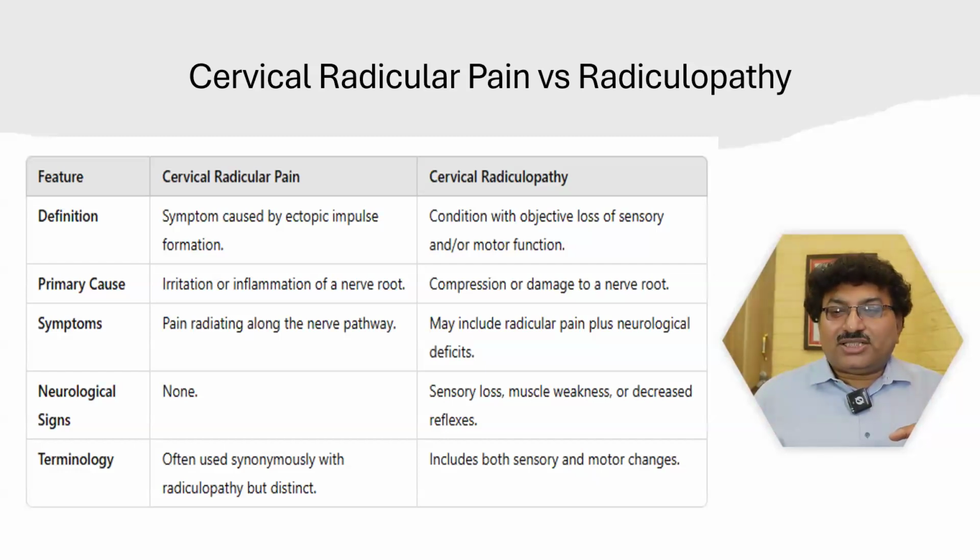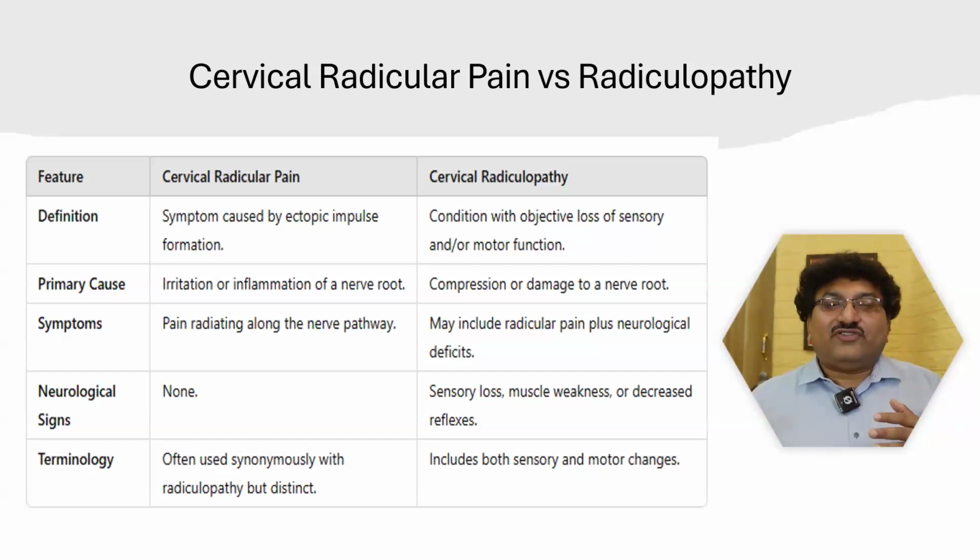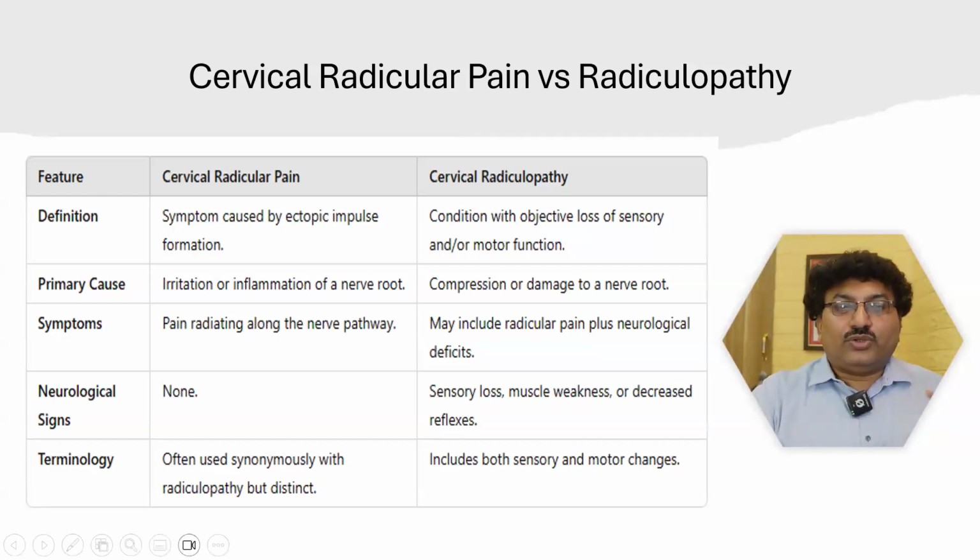So it could be a motor deficit, a loss of reflex, or a sensory deficit as well. Neurological signs: in cervical radicular pain, the nerve function is intact, whereas in cervical radiculopathy, there could be sensory loss, muscle weakness, or decreased reflexes. Terminology: though often used synonymously, remember, radiculopathy is usually a more concerning feature than radicular pain. So that is the difference in terminology. But remember, even today, sometimes whoever makes the diagnosis also mixes these two terminologies. We should always know the pure difference.